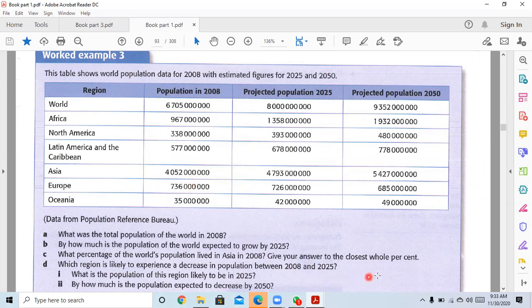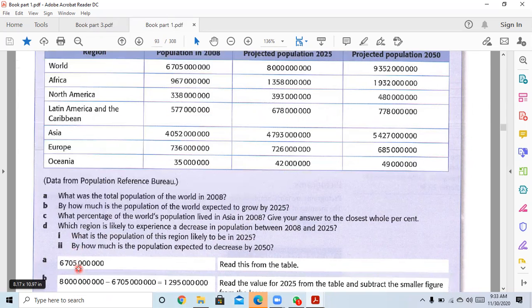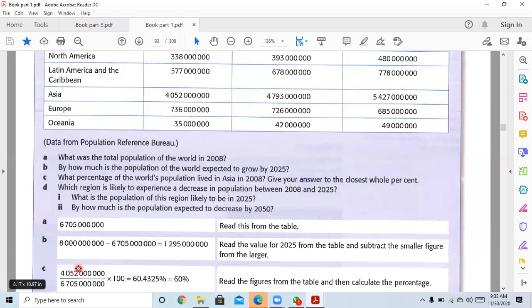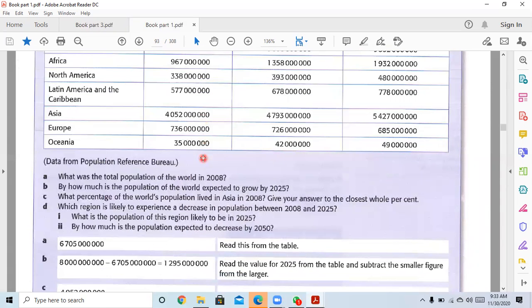Now give your answer to the closest whole percentage. Which region is likely to experience a decrease in population between 2008 and 2025? First of all, how do you find the percentage? Remember one thing, he's talking about 2008, just for Asia. So you write this divided by total, multiplied by 100, and you will get your answer.